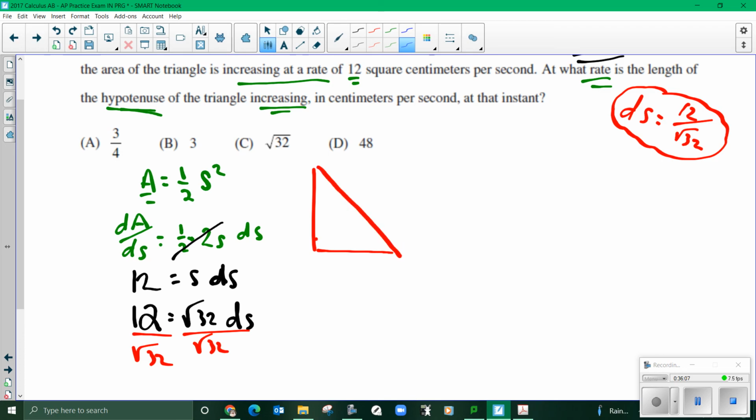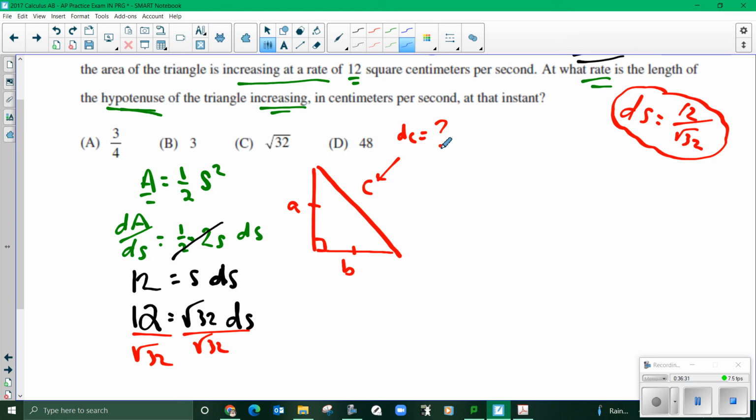Okay? We can call this side A, this side B, and this side C. These are the same. All right? So I need to find the rate of change of this side, the hypotenuse. I'll call that DC. That's what I'm trying to figure out. So what equation can I use to figure that out?